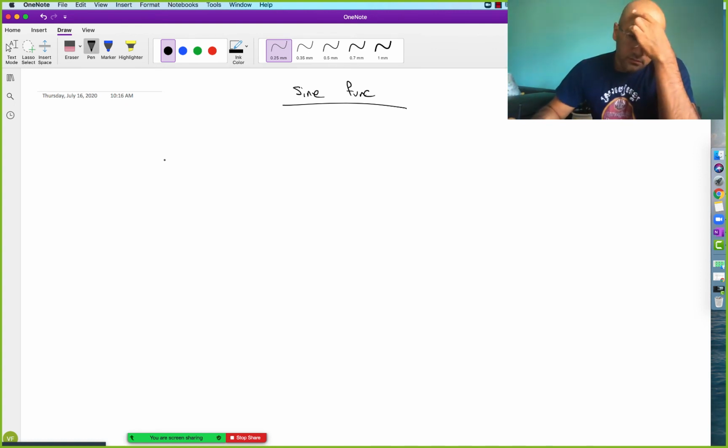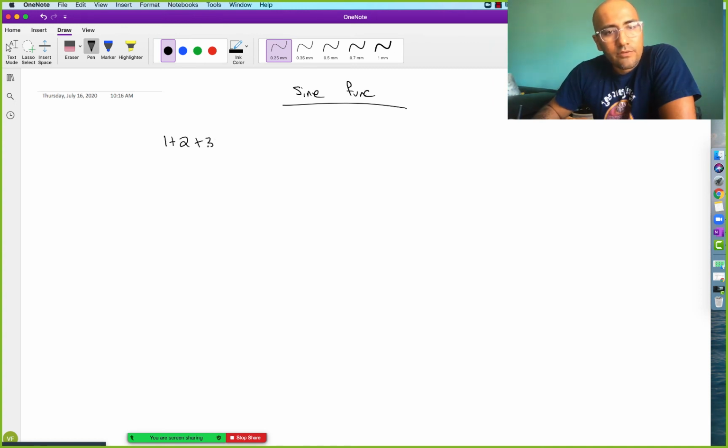So long ago, some brilliant mathematician, on a Saturday night, had nothing better to do than to think about the following kind of idea. What happens when we add numbers? Say we had 1 plus 2 plus 3 plus 4, right? And let's say we add these forever. What do they add up to? Do they add up to something?